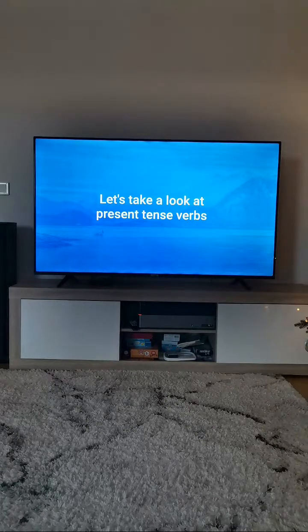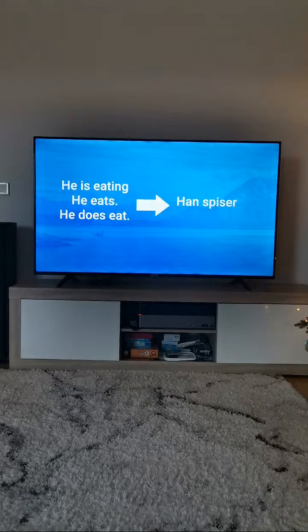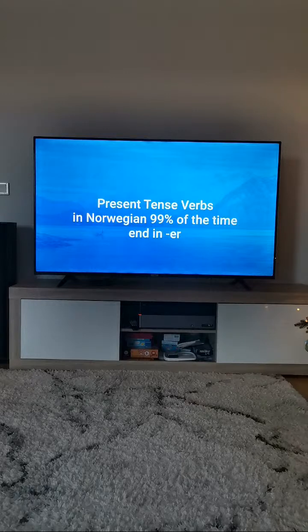In order to look at how we use these in sentences, let's first learn about the present tense verbs in Norwegian. So as you know, the present tense means it's what you're doing right now. In English, we have 3 different variations of this, and they are, as this example shows, is eating, eats, and does eat. However, in Norwegian, we only have one way of saying all these 3 things, and that is han spiser. Han spiser.